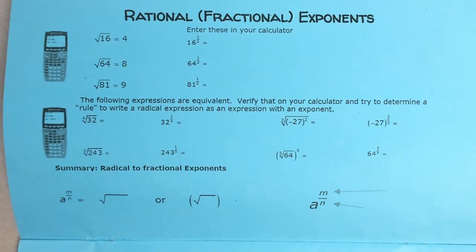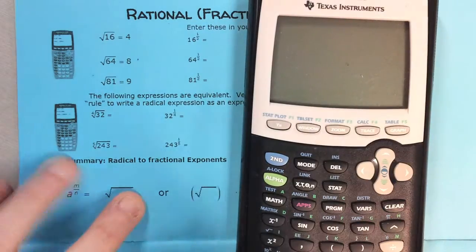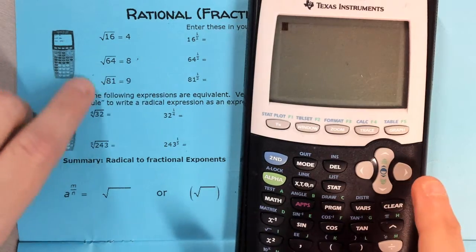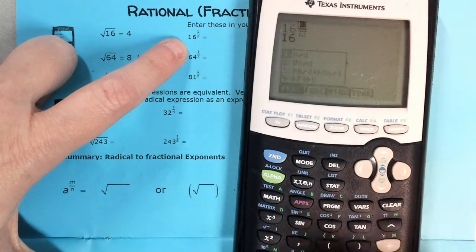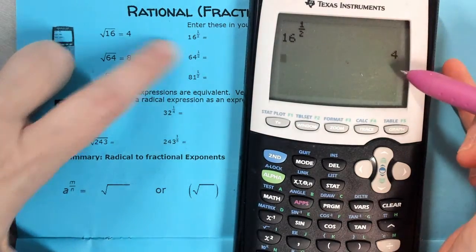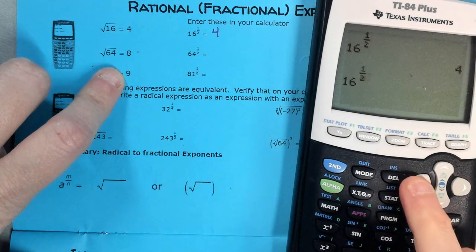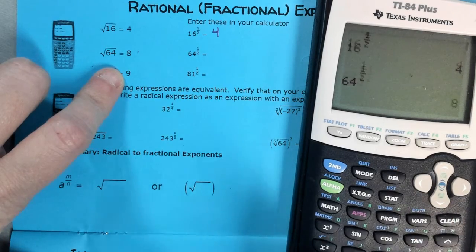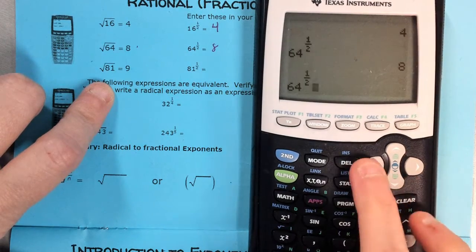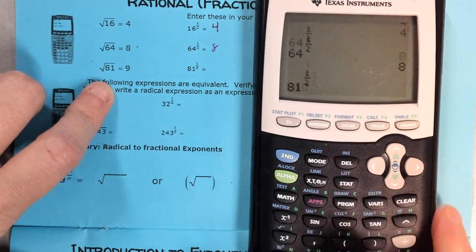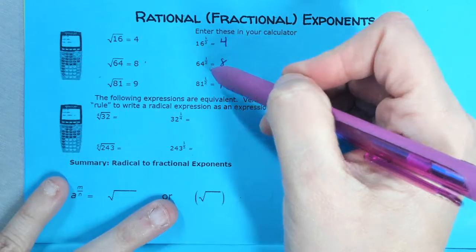So first of all, when I put square root of 16, I get 4. Square root of 64 is 8. Square root of 81 is 9. If I put 16 to the 1/2 power, I also get 4. If I put 64 to the 1/2 power, I get 8. If I put 81 to the 1/2 power, what do you think is going to happen? That's right, I get 9. So raising something to the 1/2 power is the same thing as taking its square root.